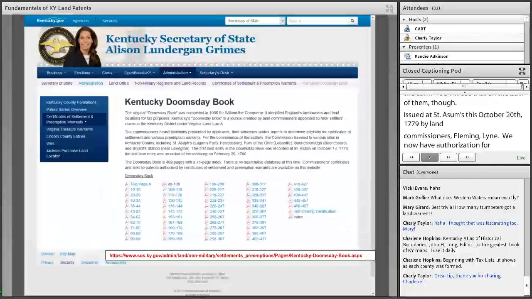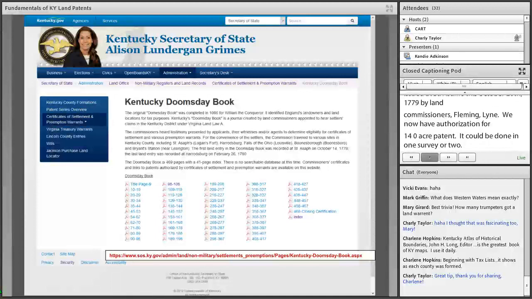All right, we're going to take a look at that Kentucky Doomsday Book. At the far right in the lower column, you see the word index. If I click any of those, we're going to be lost in the Doomsday Book forever. So I would ask you to look over at the word index, then find the name Nathaniel Logan, and it will direct you to the right page.